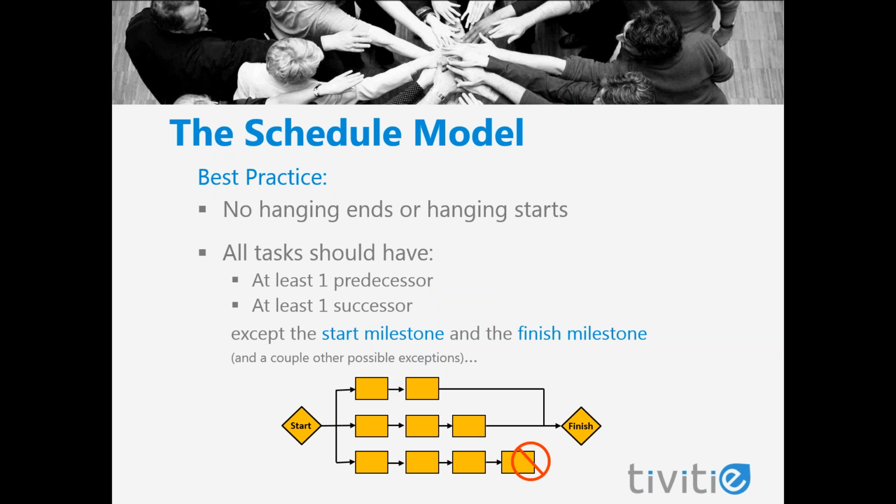By defining our tasks and the links between them, we are building our schedule model to represent how our project will be performed. We need to make sure that every task and every milestone has at least one predecessor and one successor. We don't want any hanging ends or any hanging starts. The exception to this is the start or finish of the project, or if we have an external link represented in our schedule model. A good schedule model gives us the ability to predict the project's schedule outcome.